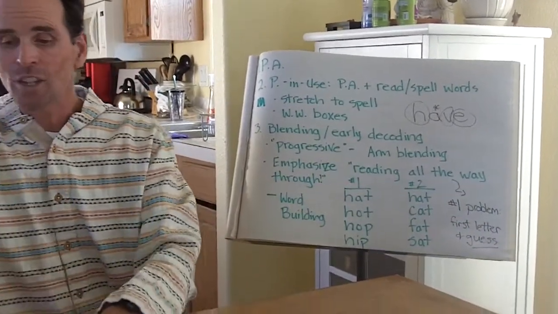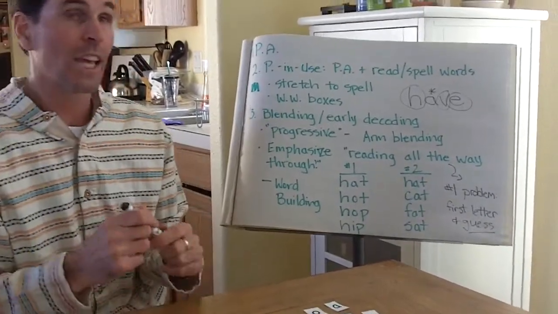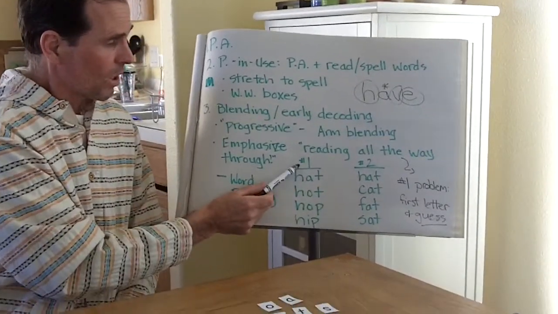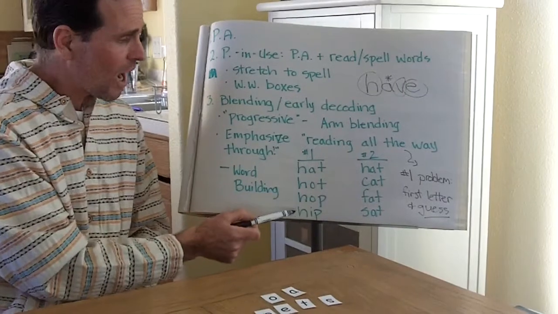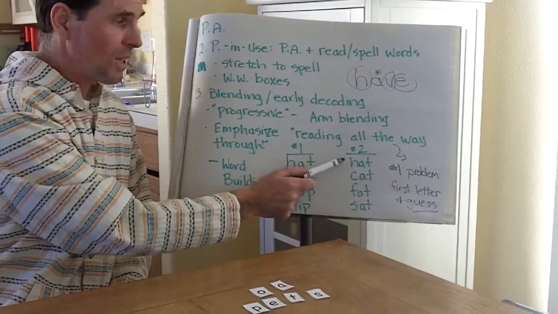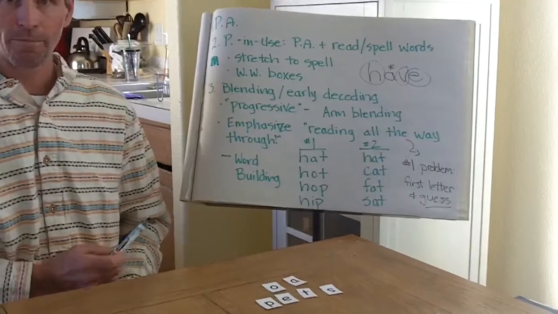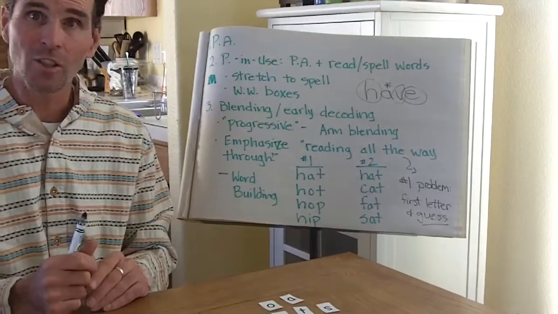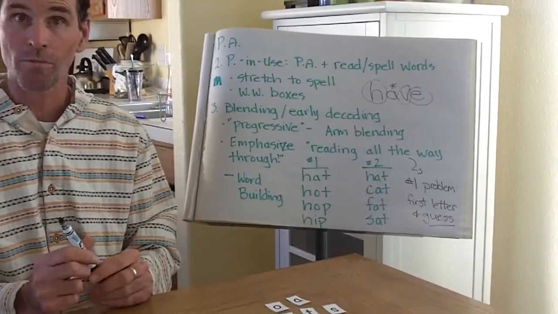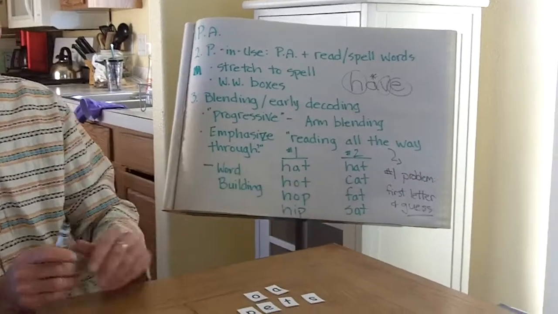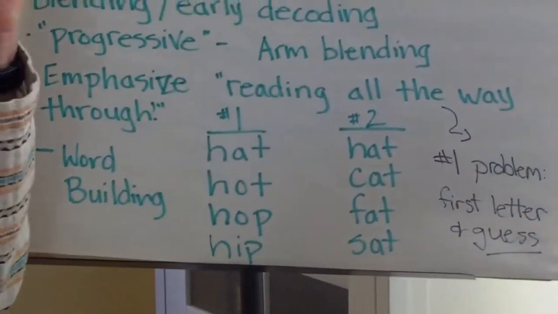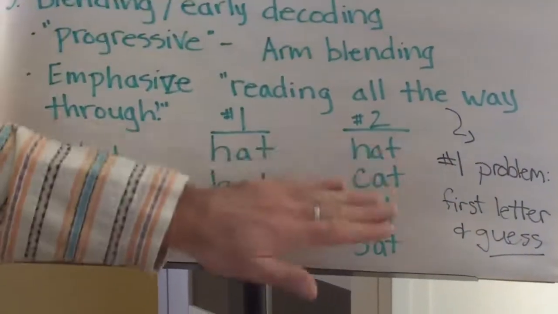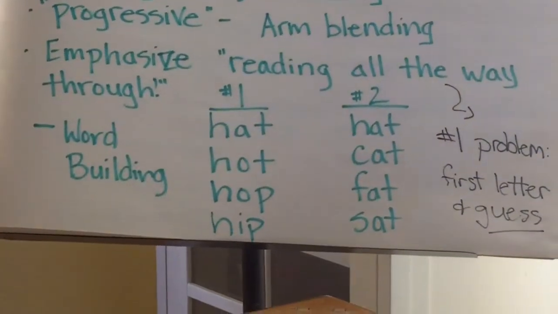So let me show you a tremendous error in a lot of early decoding teaching. Take a look at these two lists. Here's number 1, hat, hot, hop, hip. Here's number 2, hat, cat, fat, sat. Which of these lists would be better for kids to use to practice decoding if we're going to decode a list of words? I see a lot of list number 2. What we call the phonogram families or the word families, and teachers in the primary grades will list them and have kids read down.